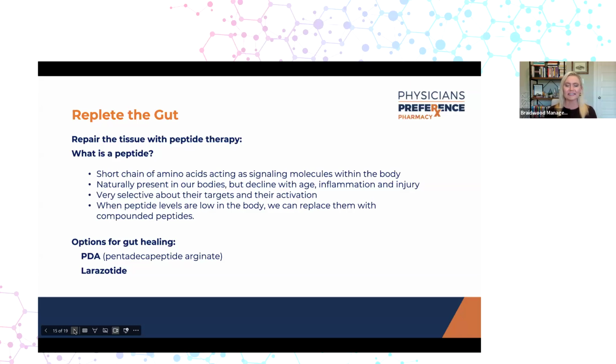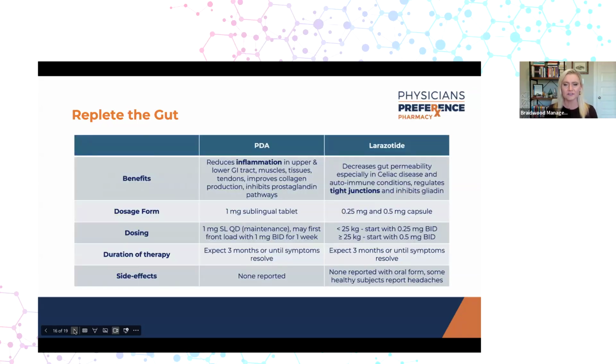Again, peptides are very selective. We love that because it decreases our side effect profile. And so when we come in and we replace peptides with compounded peptides, those are man-made peptides, right? So same thing as with oxytocin or something like that. The options that we have that are specific for gut healing are two that I want to address. One is PDA, pentadecapeptide arginate, and two is called larazotide. So just to make this easy for you, because there are a lot of similarities between the two, I've created a table to show and highlight the differences.